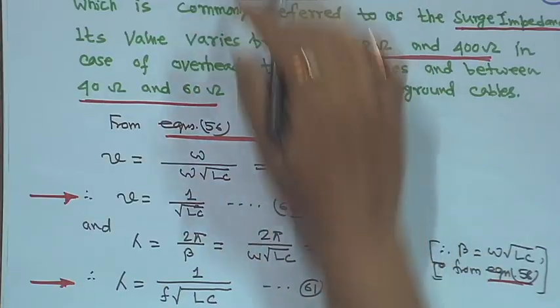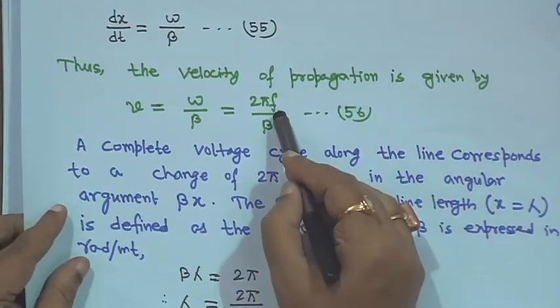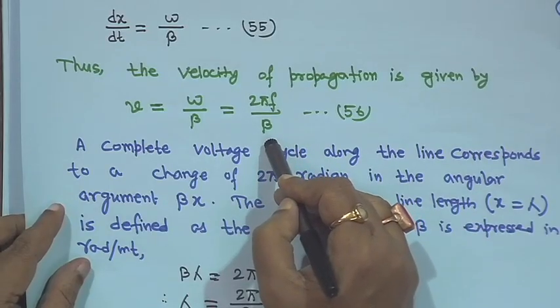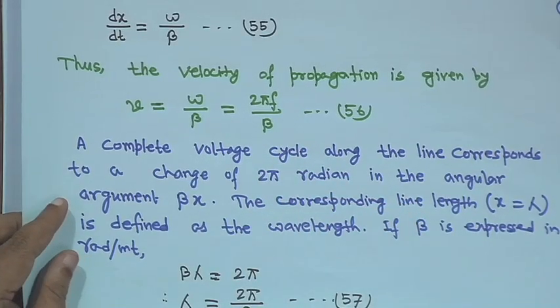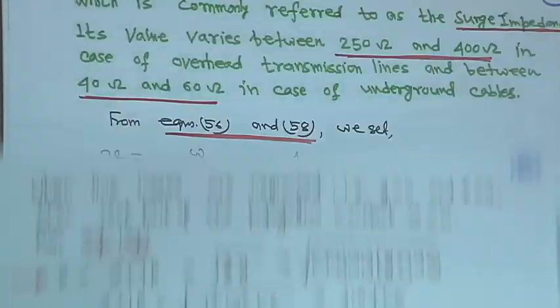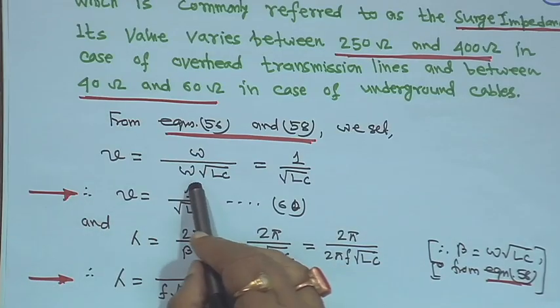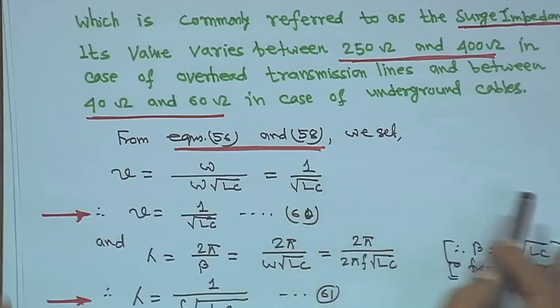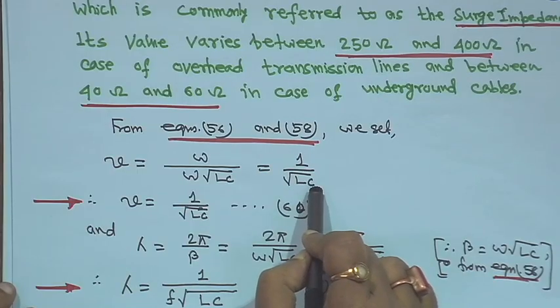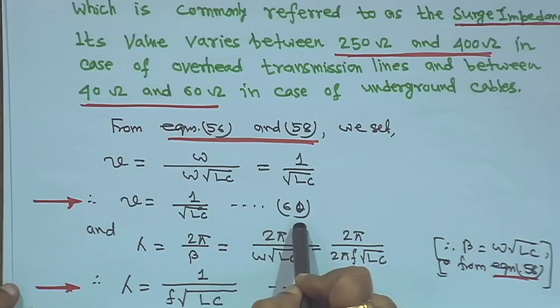Again we will come back. Now, from equations 56 and 58, equation 56 is 2 pi f upon beta, and in equation 58 we have seen that beta is equal to omega root over L C. Therefore, V is equal to omega by beta, and since beta is equal to omega root over L C, V is equal to 1 upon root over L C. This is equation 60.